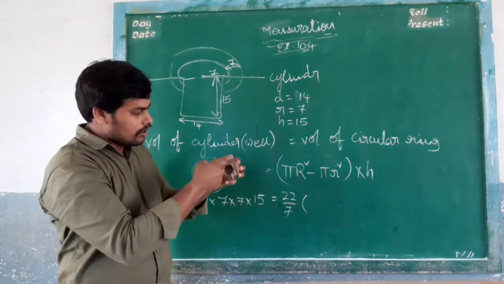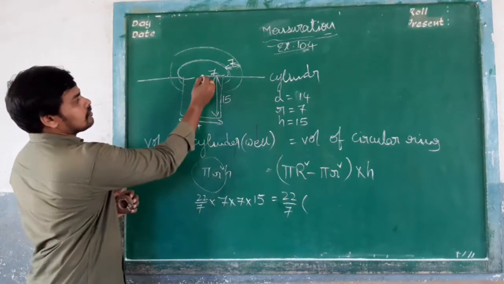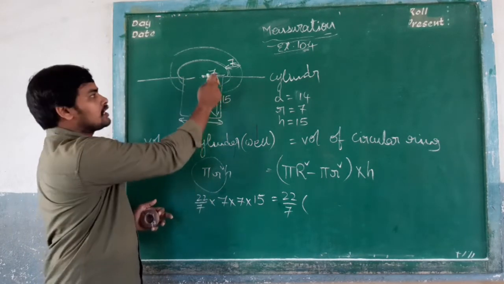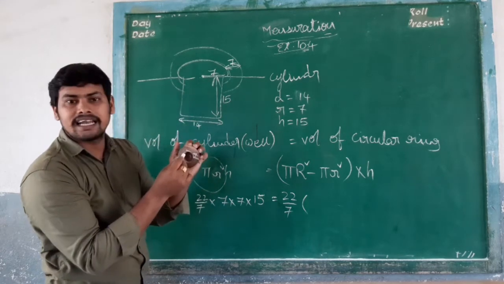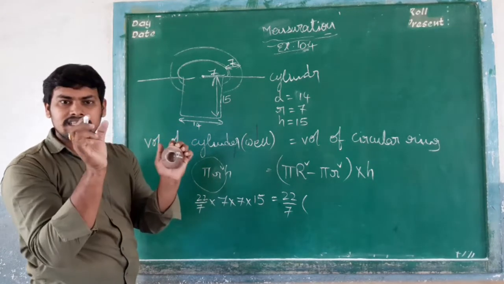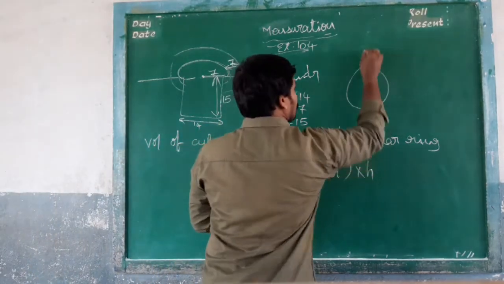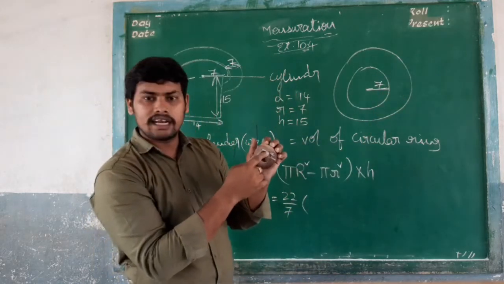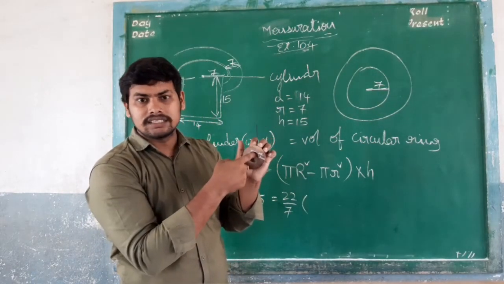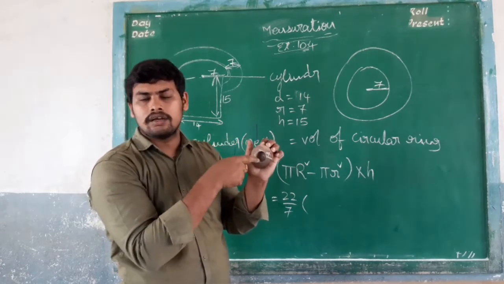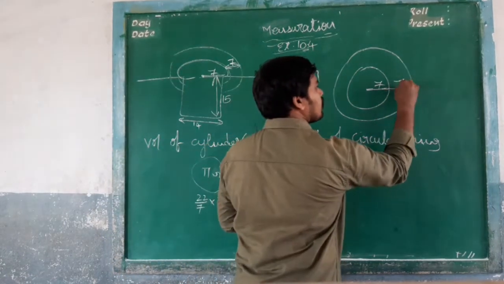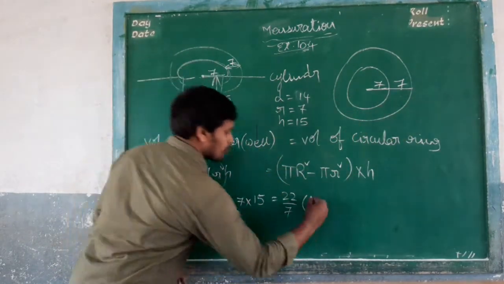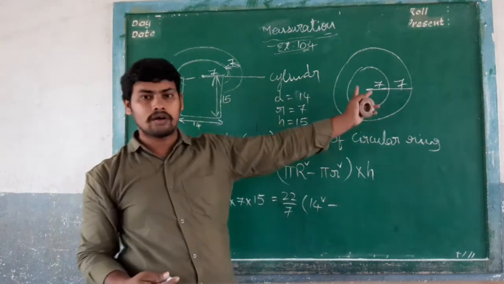Capital R is the radius of the external ring. Already from the center, the radius of the well is 7, so the radius of the internal ring is 7, and the thickness is 7. The width is also 7. So in total the radius is 14. 14 square. Okay, do you understand?